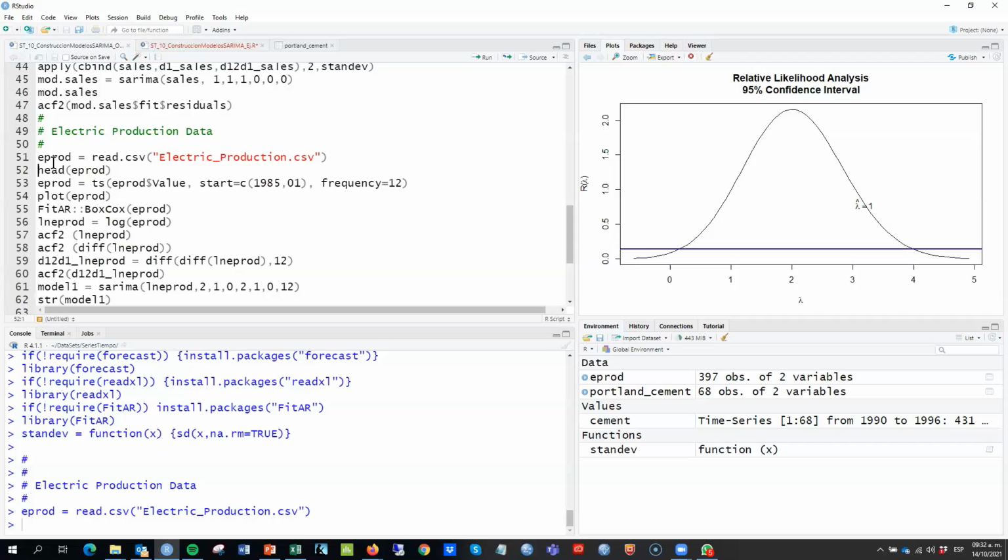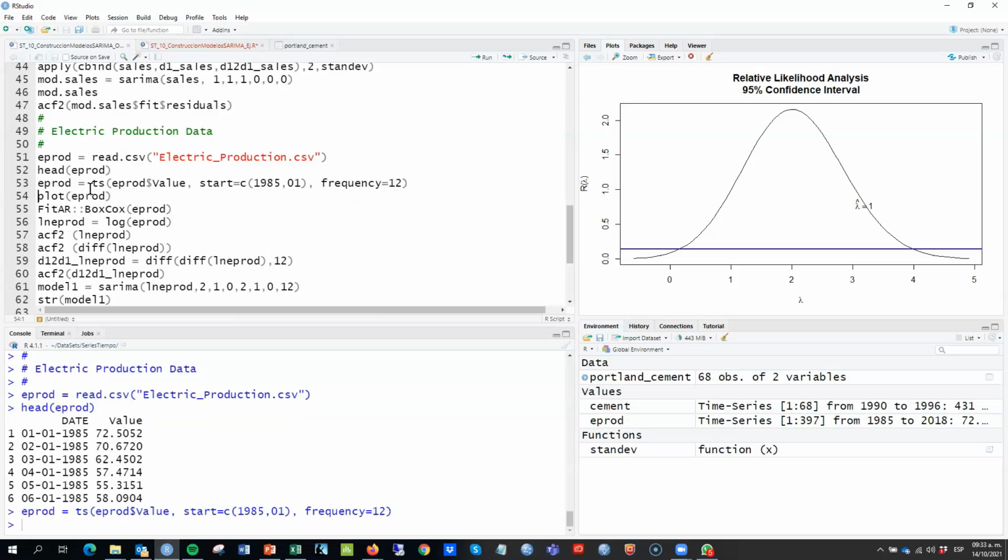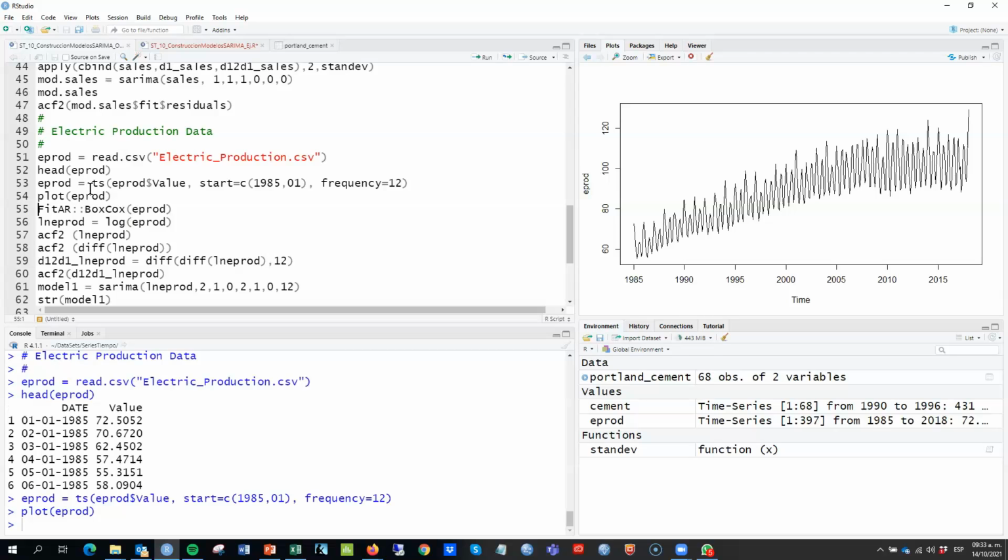Now this is the electric production data. You can see you have data that starts in January 1985 and then goes to February 1995. So we have a frequency of 12, monthly data there. And the plot looks just like what you showed.